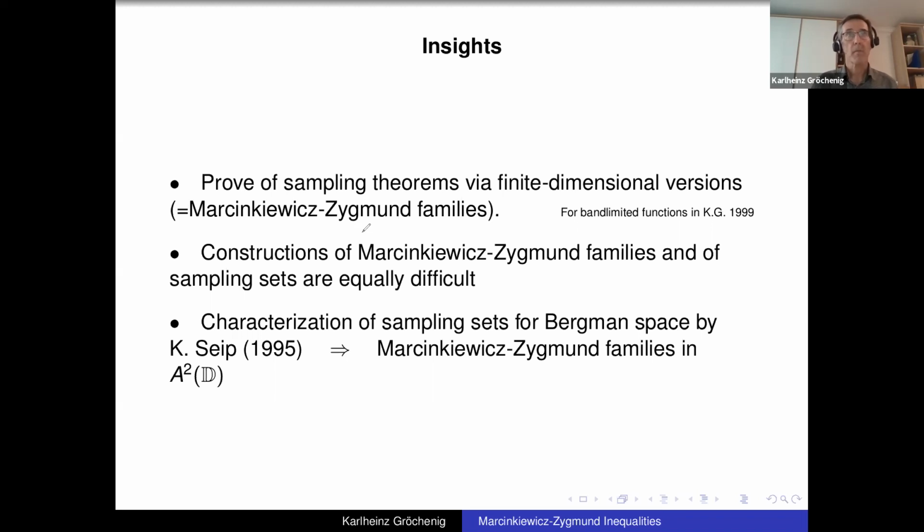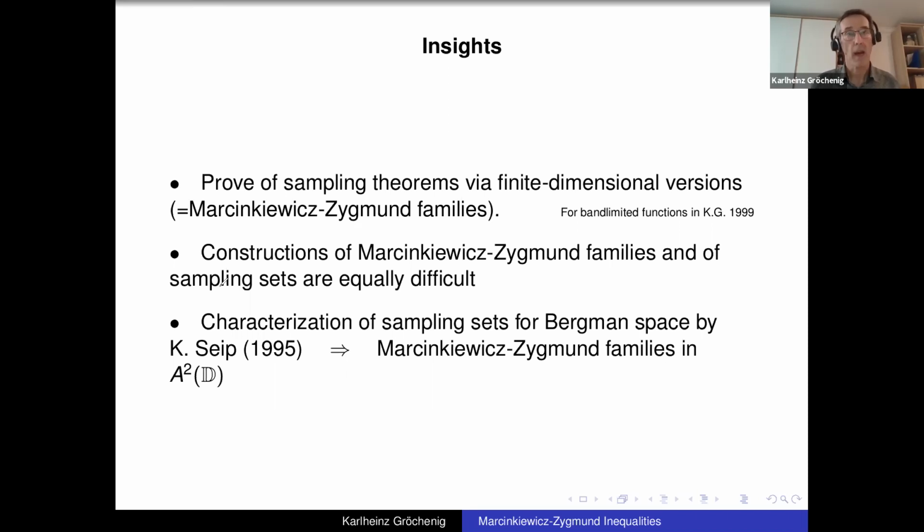So these 2 theorems that relate Marcinkiewicz-Zygmund families to sampling theorems tell you that both problems possess the same difficulty. So the construction of a hierarchy of sampling theorems for finite dimensional spaces with uniform constants and the construction of sampling sets for the infinite dimensional space, these are problems of equal difficulty.